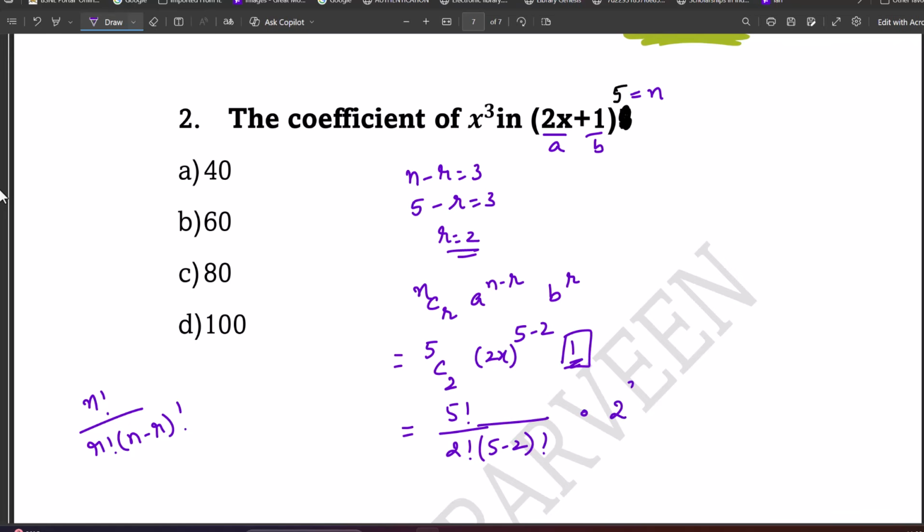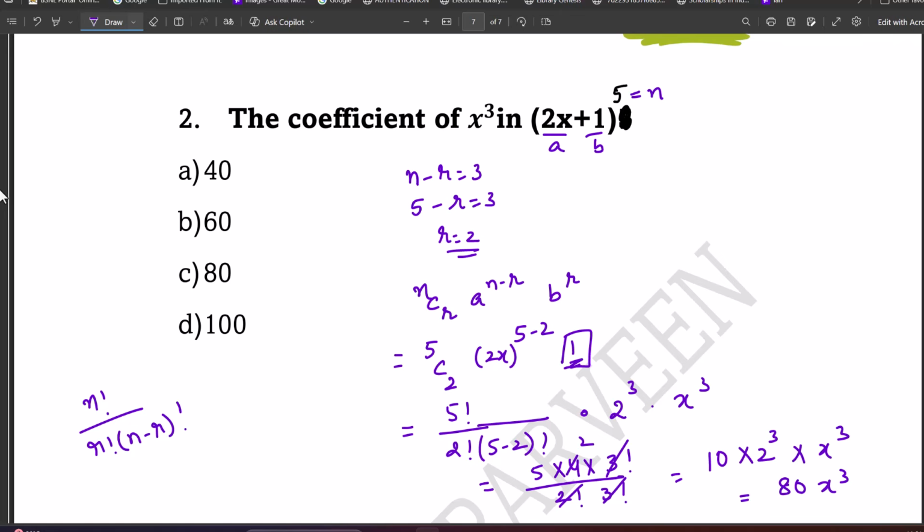And here I have 2 cube, here I have x cube. So this one will give me 5 into 4 into 3 factorial by 2 factorial into 3 factorial. This will get cancelled. 2 1s are 2, 2 2s are 4. Here I have 10 into 2 cube into x cube. So 2 cube is 8. 8 tens will be 80 x cube. So what is the coefficient of x cube? 80. So that one will be our correct answer here.